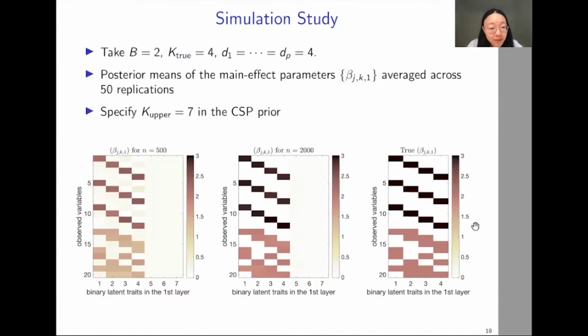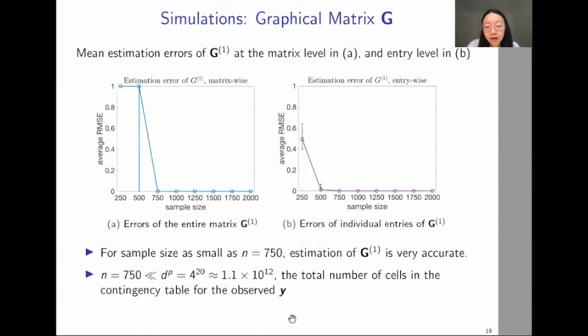Indeed, for sample size as small as 500, when over-specifying the number of binary latent traits to be 7, the method is able to identify the sparsity structure of this matrix. And for sample size 2000, we can see that the estimation of the beta coefficients themselves is already very accurate.